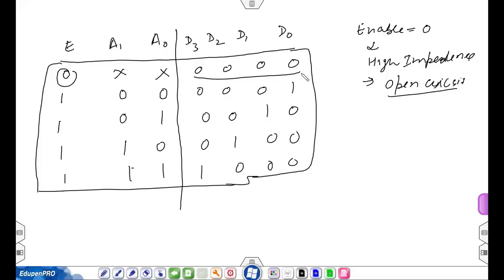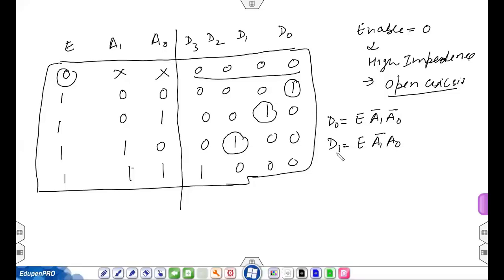Now you can find the output for every case. How can I write the output for D0? D0 equals E, A1 complement, A0 complement. Similarly D1 equals E, A1 complement, A0. D2 equals E, A1, A0 complement. And D3 equals E, A1 and A0. So these are the outputs.